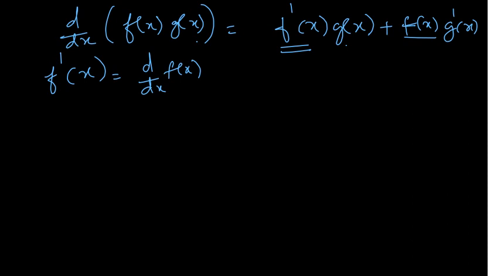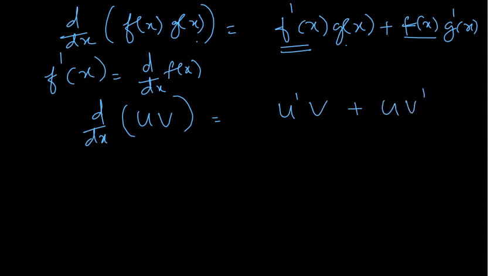Why do we call it the UV rule? It's a short form to remember. d by dx of uv equal to u dash v plus uv dash. Got it, right? This is why they call it uv. You read it as u dash v, this is not a power, u dash v plus u v dash. That's how you read it.